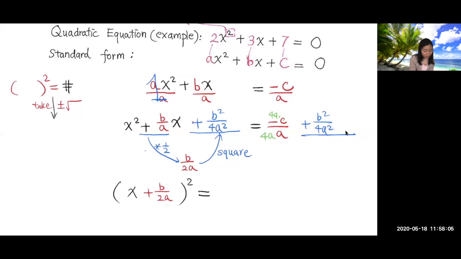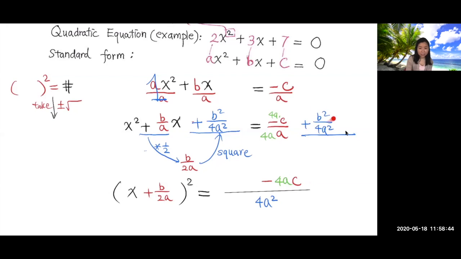By doing this, they now have the same denominator, okay? The denominator is 4a squared. Now because this one starts with a minus sign, I'm going to leave it at the back. So that will be minus 4ac. So this minus 4ac, I put it over here. You see it? Okay.